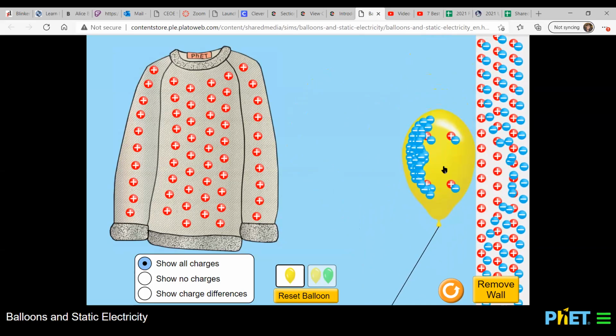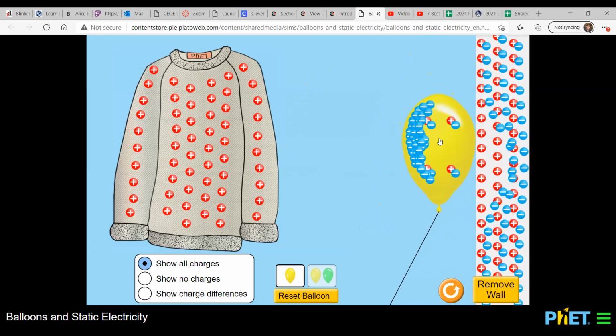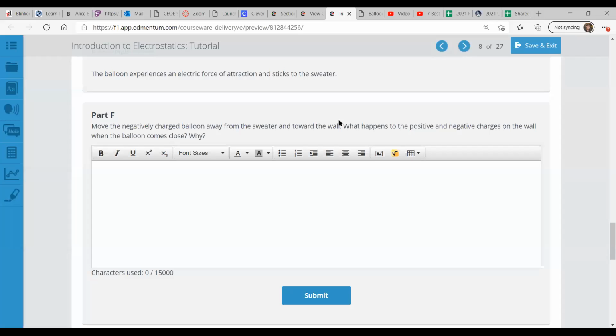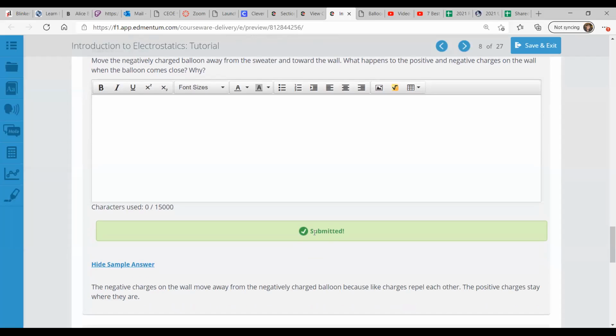Looks like the negative charges move away from the balloon. The negative charges on the wall move away from the negatively charged balloon because like charges repel each other. Because the balloon has a lot of negative charge, if you put it against the wall, those negatively charged electrons move away while the positive charges stay where they are.